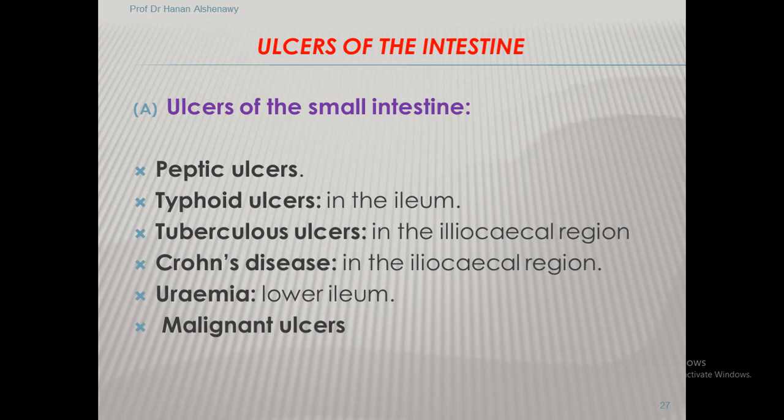Now, to summarize, what are the ulcers that may be seen in the intestine? In the small intestine, let's review together what the ulcers of the small intestine are. For sure, peptic ulcer in the duodenum, typhoid ulcer in the ileum, tuberculous ulcer in the ileocecal junction, Crohn's disease in the terminal ileum, and uremia and malignant ulcers. Each one has a specific site.